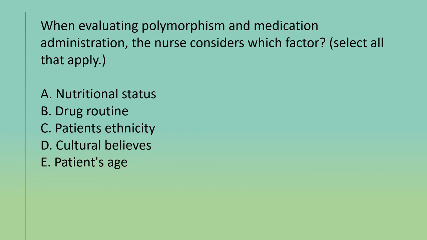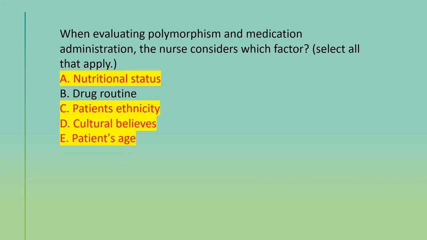When evaluating polymorphism and medication administration, the nurse considers which factor? Select all that apply. A. Nutritional status. B. Drug routine. C. Patient's ethnicity. D. Cultural beliefs. E. Patient's age. Answer A. Nutritional status. C. Patient's ethnicity. D. Cultural beliefs. E. Patient's age.